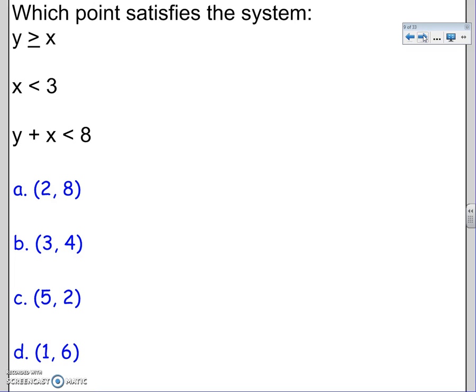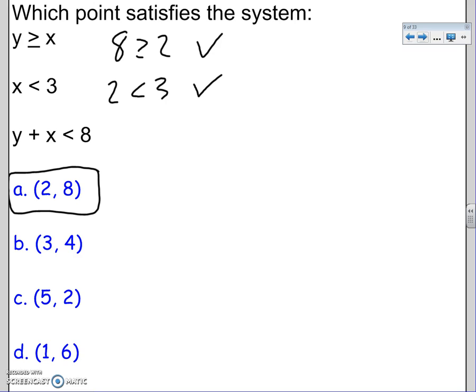All right, which points are outside the system? So all we're doing here is plugging all the points into each equation, making sure it's always true. So I'm going to try this first one. I plug it in. 8 is bigger than or equal to 2. That's true. 2 is smaller than 3. That's true. 8 plus 2, that's 10, is smaller than 8. That's false. Since that fails, that's wrong. So let me slash that.